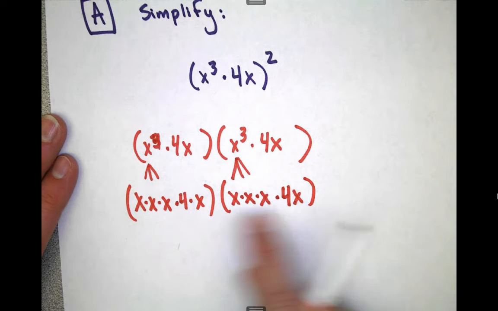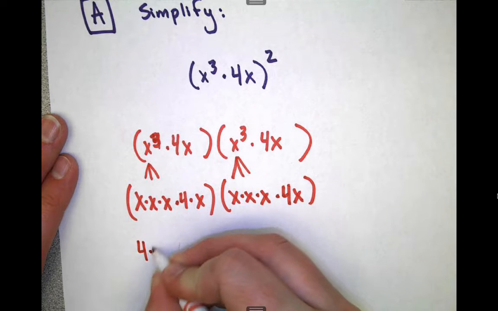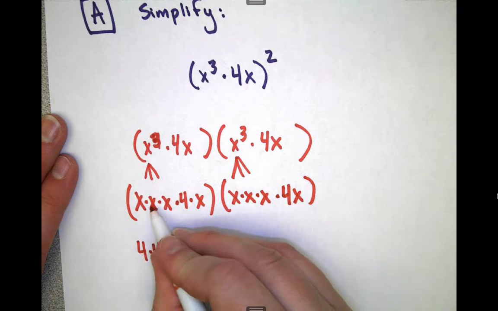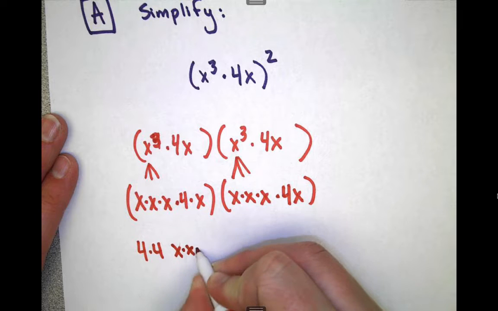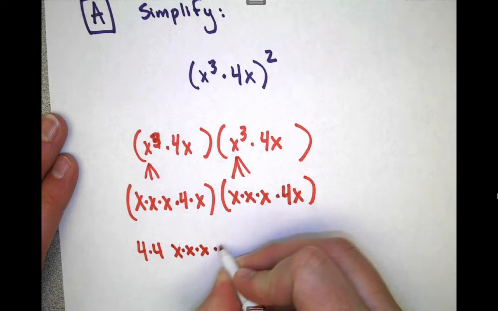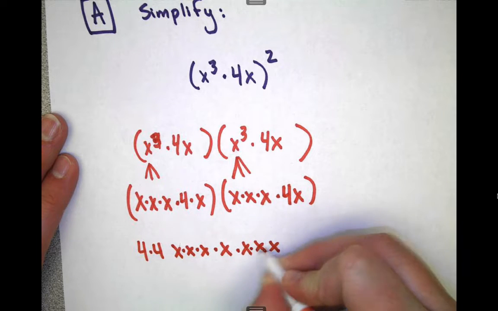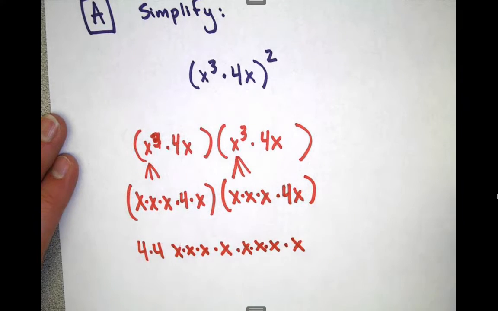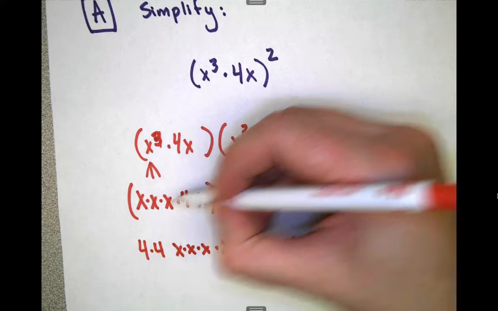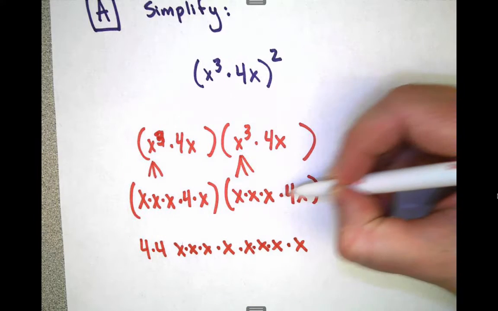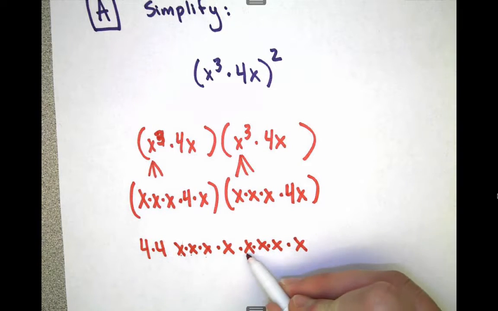So I see the 4 and the 4. So there's 4 times 4. I see x, x, x, three of them, x, x, x. And then there's this x. And then I see three more, x, x, x. And then this one. See, did I get them all? 1, 2, 3, 4, 5, 6, 7, 8.